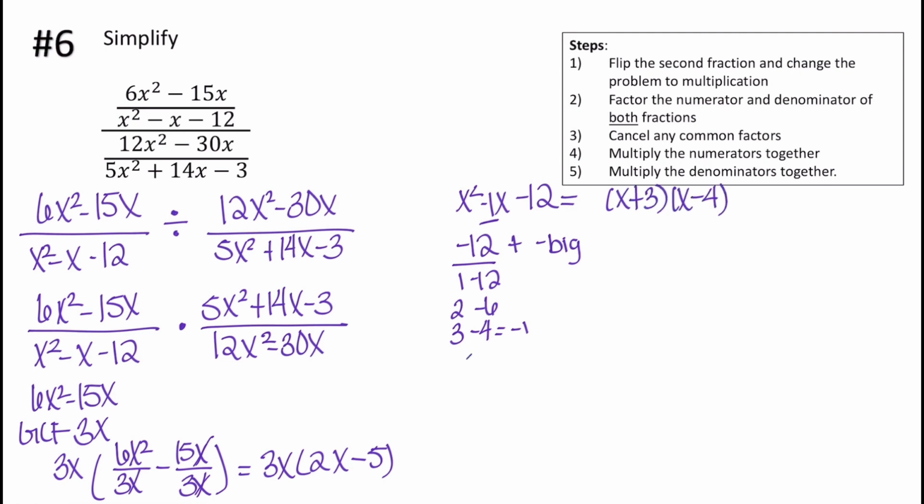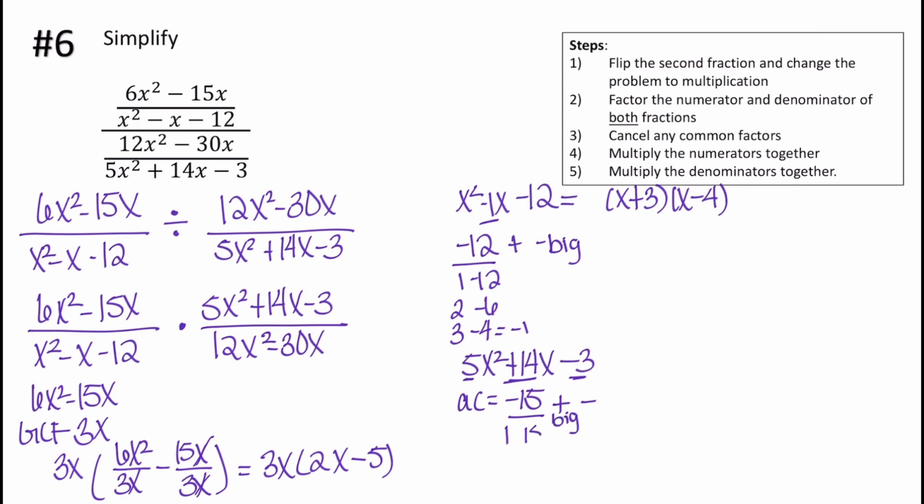Okay, now let's do 5x squared plus 14x minus 3. So this is one of those where a does not equal 1. So I'm going to multiply a times c together. So that's going to give me 5 times negative 3, which is negative 15. Now I need two factors of negative 15 that are going to add up to positive 14. Since 15 is negative, I need a positive and a negative factor. Since 14 is positive, I'm going to make the bigger factor positive.